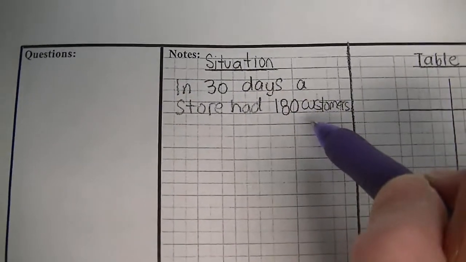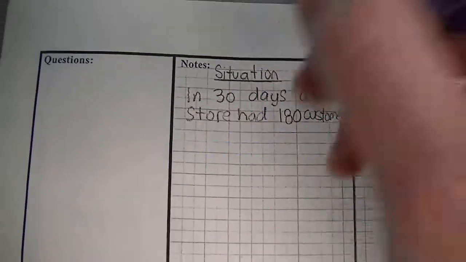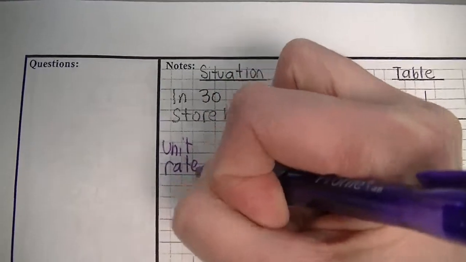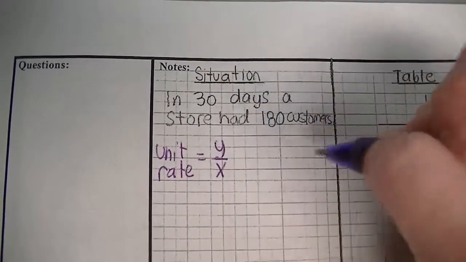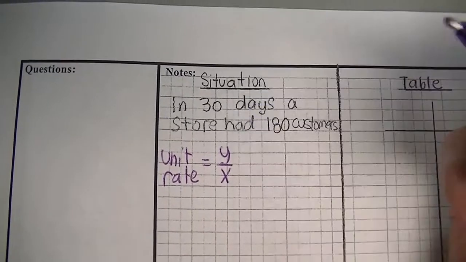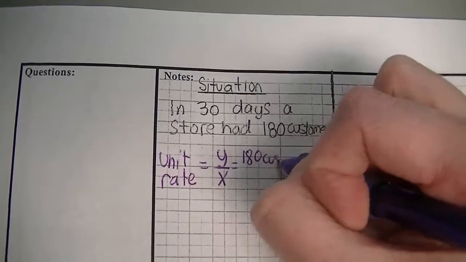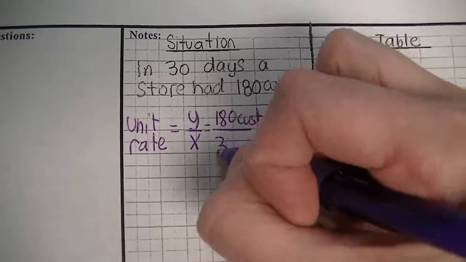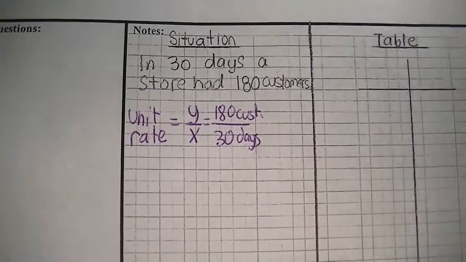In 30 days, the store had 180 customers. Let's go ahead and find the unit rate from that. To find the unit rate, you know you've got to go y divided by x. Which one depends on the other? Well, the number of customers depends on how many days there are. So 180 customers, I'm just going to abbreviate it like that, in 30 days. And you know how you want time typically in the denominator.